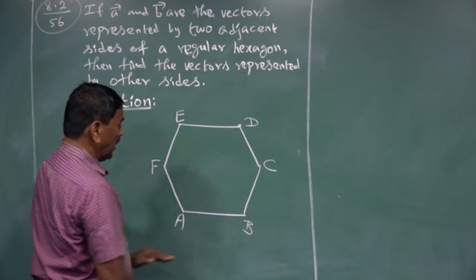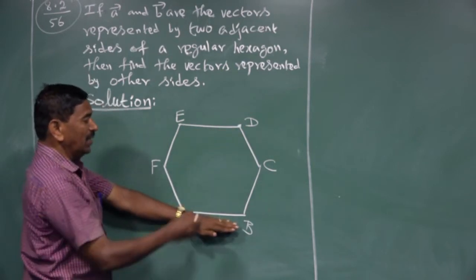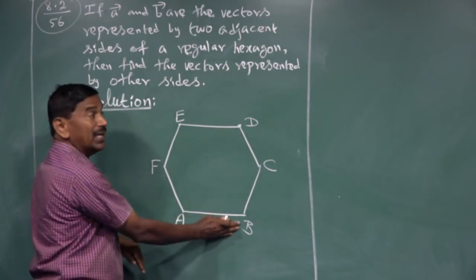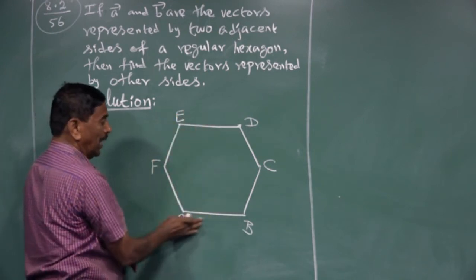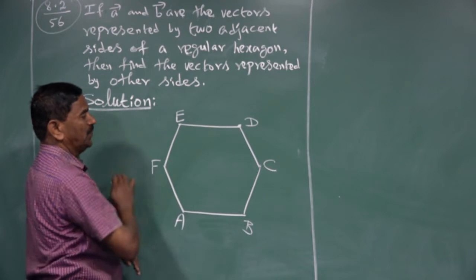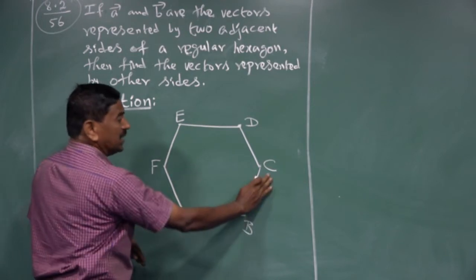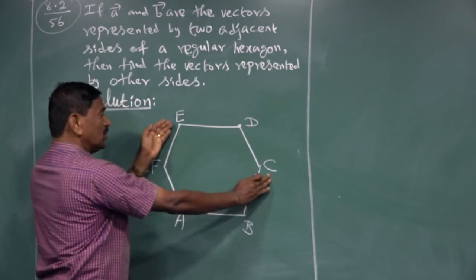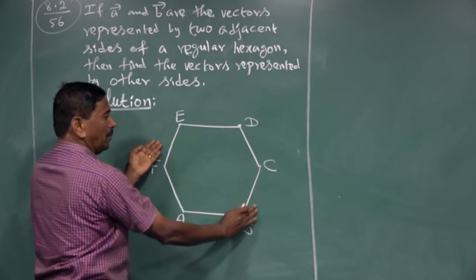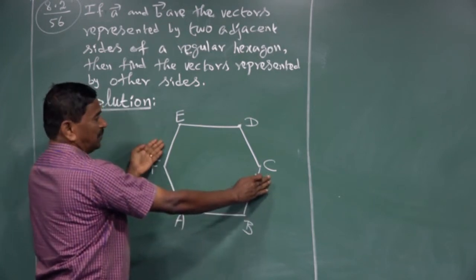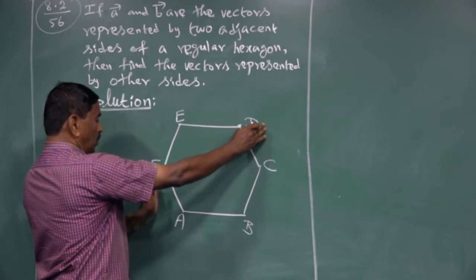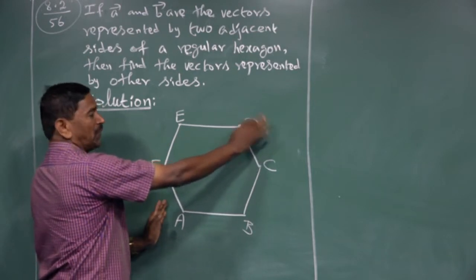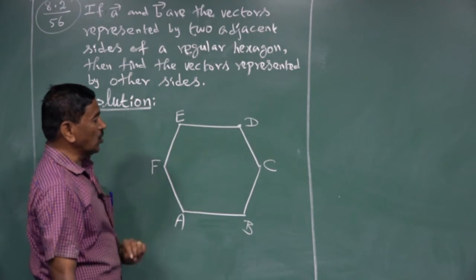In this diagram, AB is parallel to DE, which is a property of the hexagon. Next, BC is parallel to EF. Also, CD is parallel to FA. Okay, next concept.